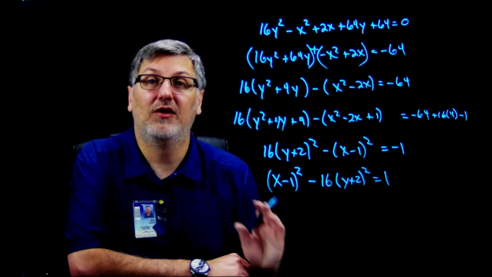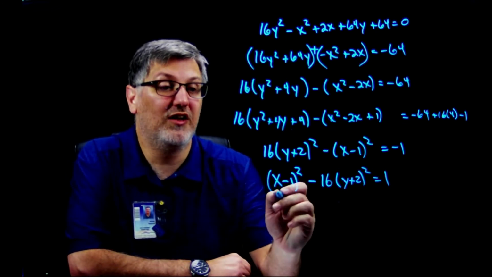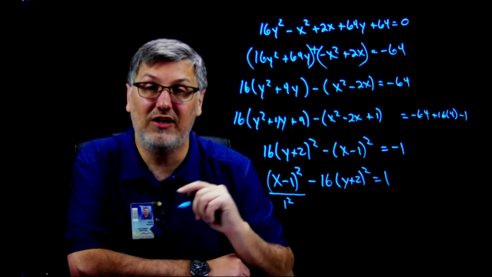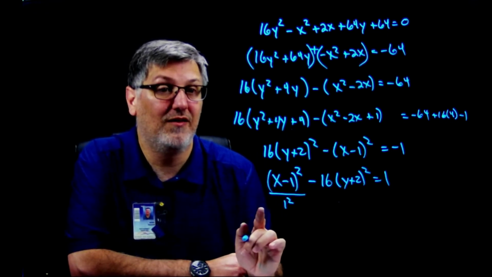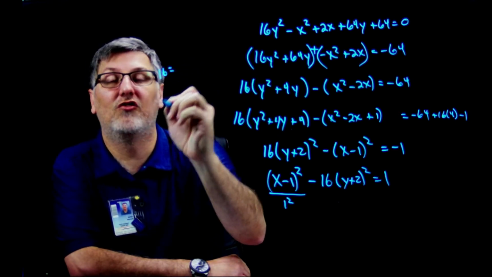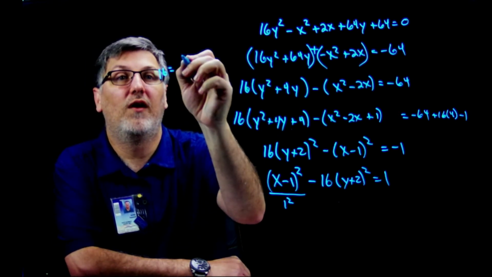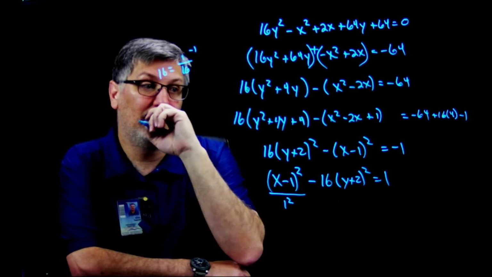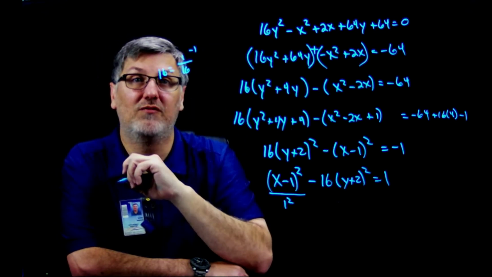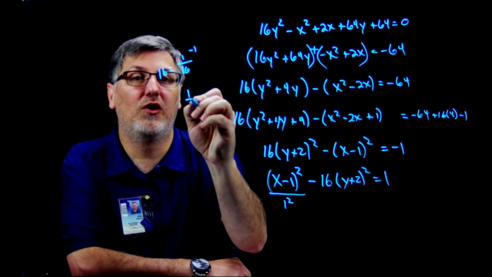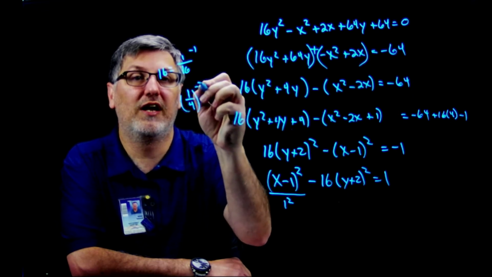All right, almost there. This is easy to see. This is going to be over 1 squared. This one is not easy to see. This is 16. I can do a nifty little trick. 16 is really, I can say it's 1 over 16 to the negative 1 power. So I can write it as a fraction. And then I can say this would be 1 over 4 to the negative 2 power.